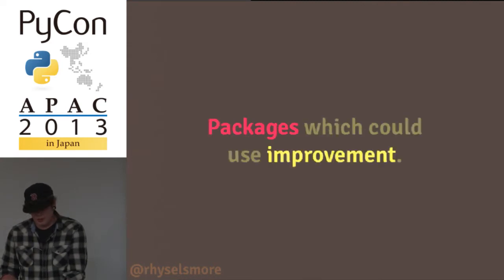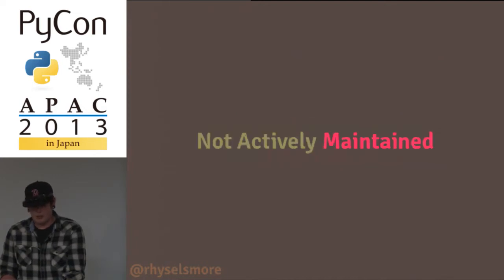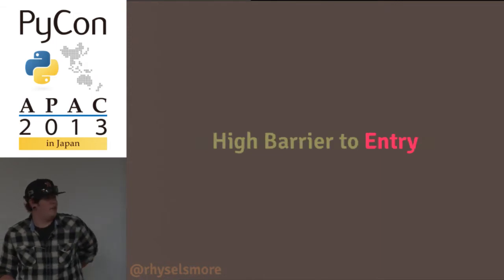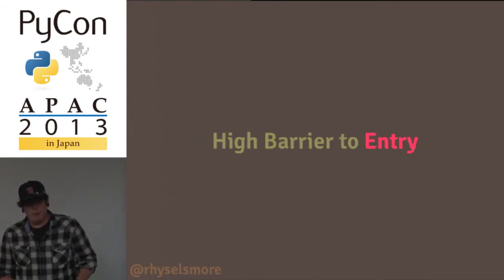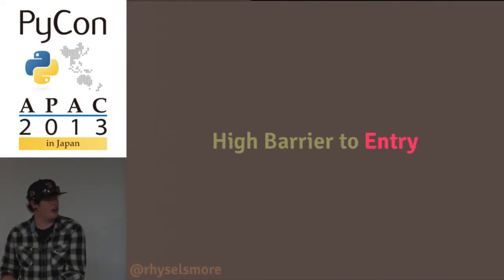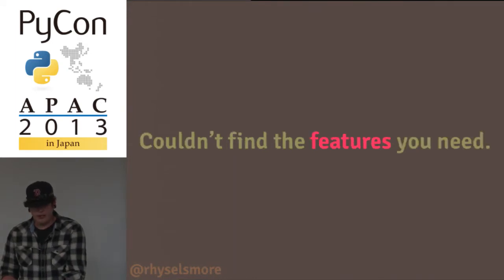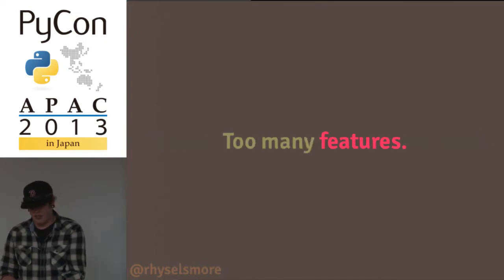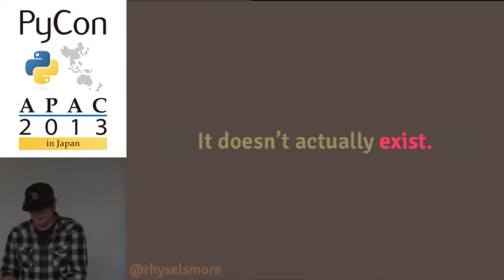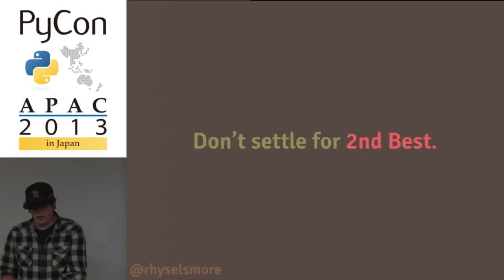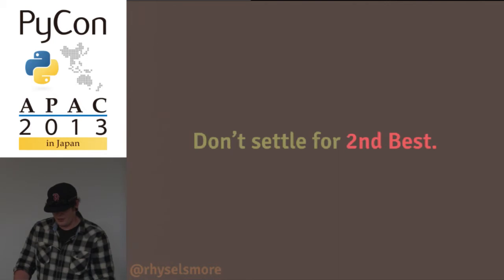We might find packages which could use improvement. They might not be there yet, they don't work how you want. The packages might not be actively maintained. Or there might be a high barrier to entry. Some of them might have steps that you're not prepared to or capable of investing the time in. You might not have found the features that you need, or there might be too many features. And then again, the package might not actually exist. And that's all okay. You shouldn't really settle for second best. If you have to make extreme or limiting compromises within your existing code to introduce more features, you shouldn't really settle on it. You should feel comfortable about introducing logic via new packages or a SaaS provider. If you don't settle.